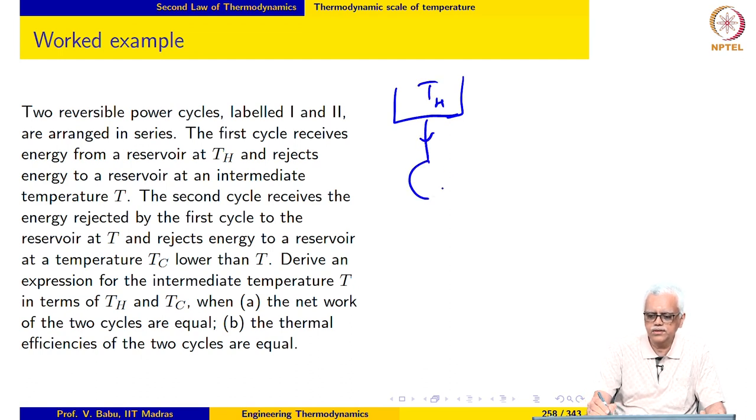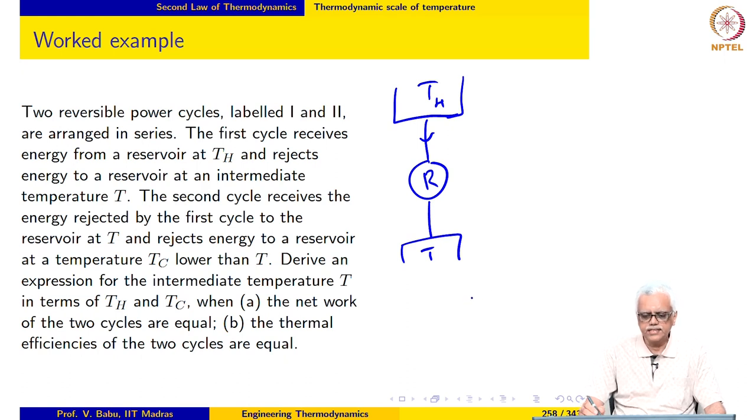So, the first engine is a reversible engine. Let us denote this using capital R. So, this is a reversible engine. It receives energy from a reservoir at TH and rejects energy to a reservoir at an intermediate temperature of T. So, this we take to be a T. The second cycle receives the energy rejected by the first cycle to the reservoir at T and rejects energy to a reservoir at temperature TC lower than T. So, which means that the second engine operates like this.